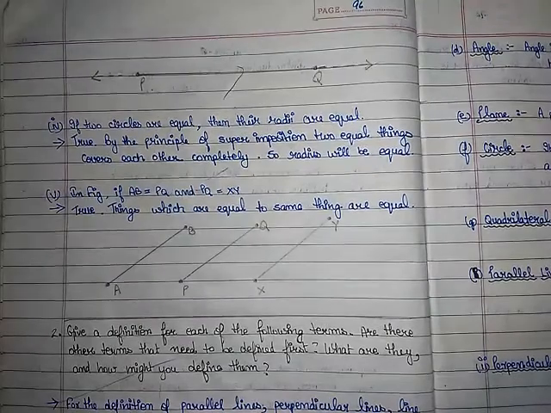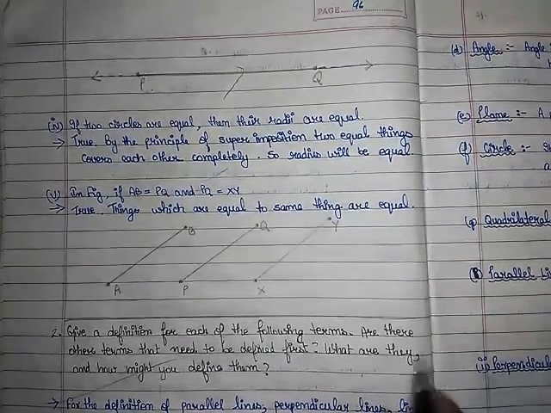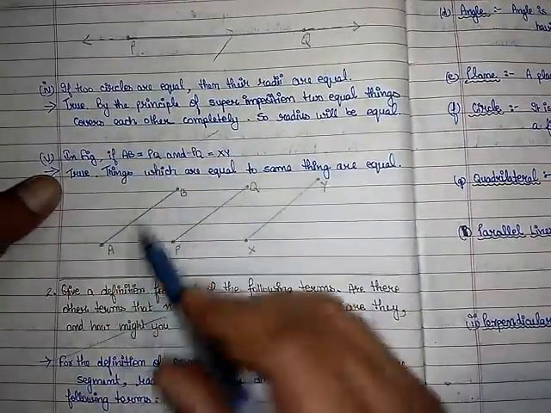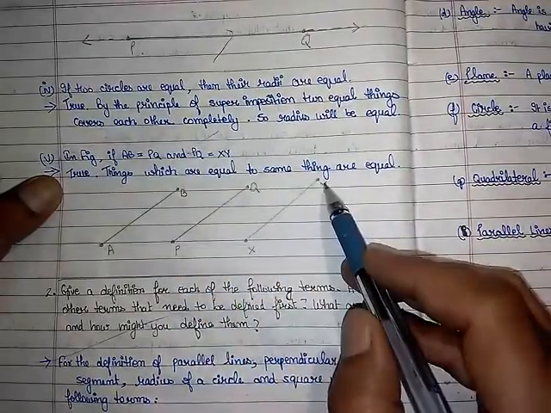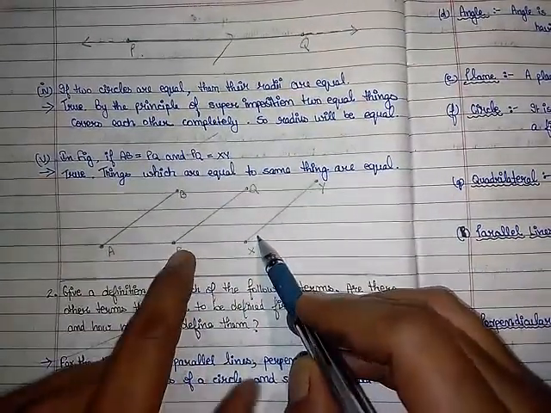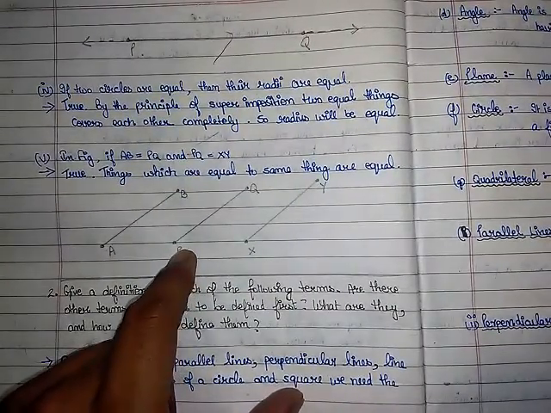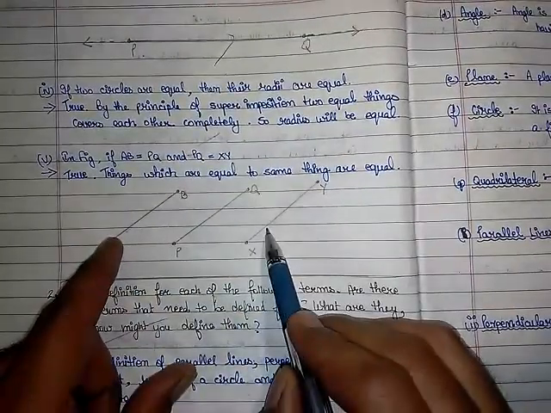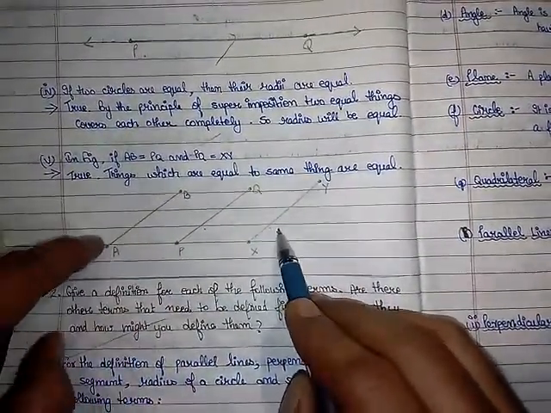I discussed this in the theory part, that is axioms: things which can coincide with one another are equal to one another. That is axiom number 4. So after that, come to the fifth part. In the figure, if AB is equal to PQ and PQ is equal to XY, that is also part of your axiom, right? The things which are equal to the same thing are equal to one another. These are the two things which are equal to the same thing, so they will be equal to each other.